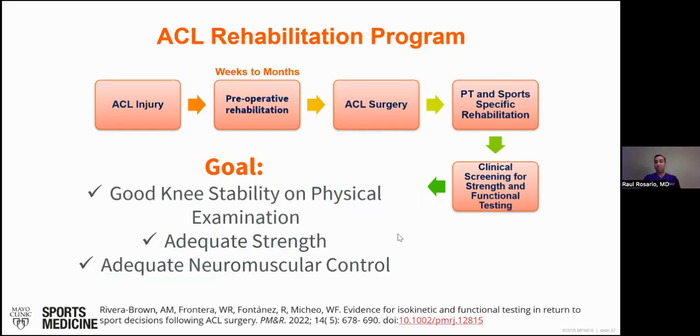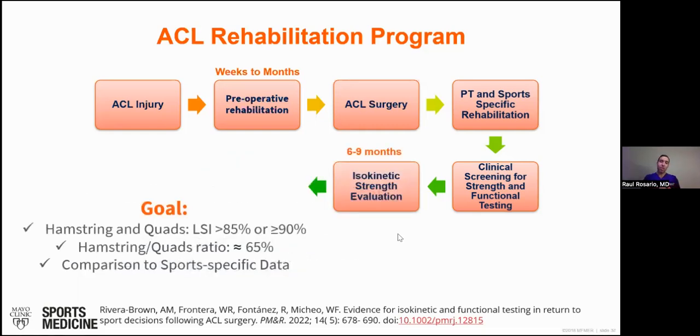So this would probably be close to 6 to 9 months, when we're evaluating this. And then in 6 to 9 months, we start considering if we want to do isokinetic strength evaluation, which basically we do using an isokinetic machine, like the Cybex. And we measure the power of the hamstring, the power of the quads, and we compare that with the good side, or the contralateral side. And we want to get to less than 10% difference of strength between both sides.